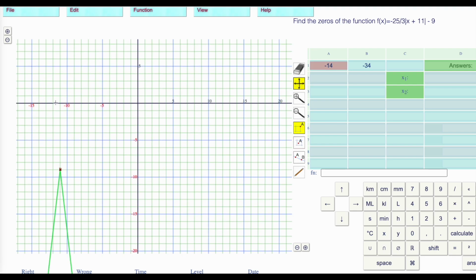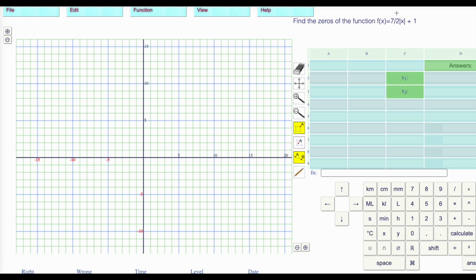Notice no zeros, none. If we did it algebraically, if we added 9 to both sides, this would become 0, so we would have 9. Then when we divide by -25 over 3, we're going to get a positive divided by negative is negative. The absolute value of something can't be negative. It's impossible. None. Answer to see if we're right.